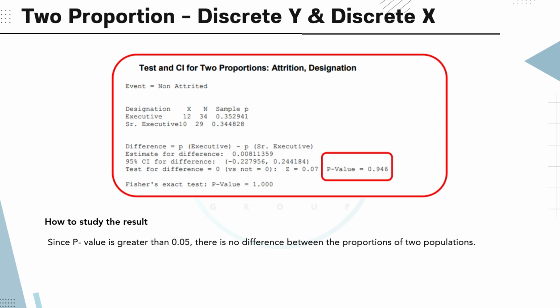This means there is no statistically significant difference between the two groups' proportions. Additionally, the Fisher's exact test also gives a p-value of 1.000, which further confirms that the proportions are not significantly different. So, in simple terms, based on this data, we conclude that attrition rates between executives and senior executives are statistically the same.